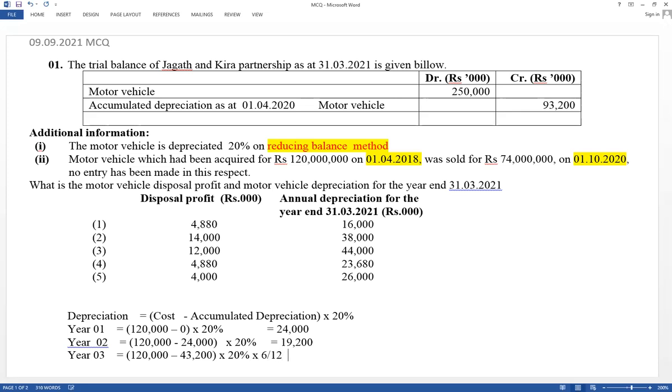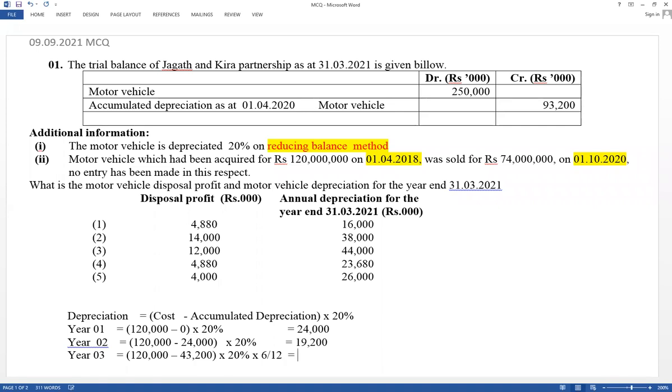Now the disposal assets: it is available only 6 months. Therefore, this is the way you have to calculate accumulated depreciation of disposal assets. Cost minus accumulated depreciation minus residual value, cost minus accumulated depreciation into percentage. Therefore, take 20%, but it is available only for a 6 month period.